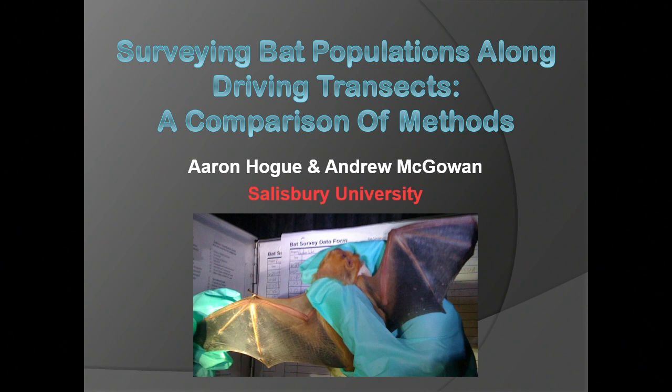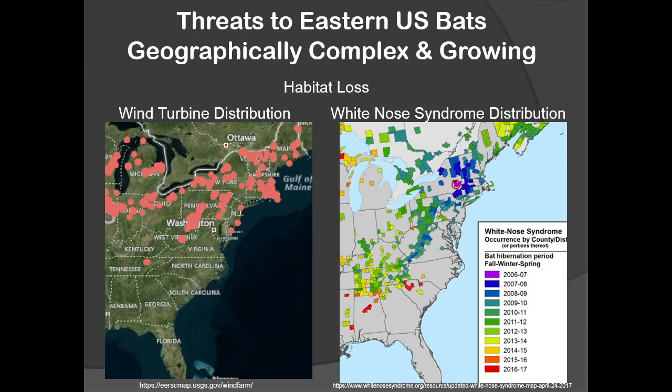Good morning. Today I'll be talking about using driving transects to survey bat populations. Like many organisms, bats face a variety of threats. In the eastern United States, these include habitat loss, wind turbines, and white nose syndrome. These threats continue to expand geographically, and it is unclear how their complex interactions with factors such as migratory patterns ultimately impact bat populations across the landscape. Therefore, it is increasingly important to monitor bats over large geographic areas.